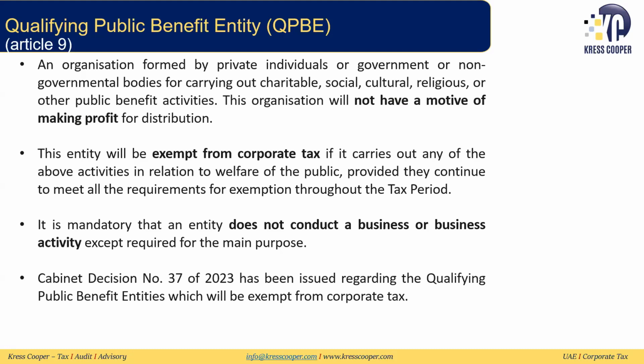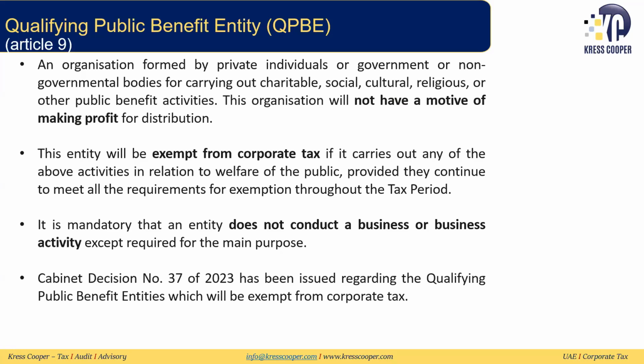So these entities will be exempt from corporate tax if they carry out any of the above activity in relation to the welfare of the public, provided that they are meeting all the conditions for exemption throughout the period. It is mandatory that this entity should not be conducting a business except for what is required for the main purpose. Now, for these qualifying public benefit entities, there is a list that came out in Cabinet Decision 37 of 2023, and they have been named there. So, if specifically the name of the public benefit entity is not there, then they are not a qualifying public benefit entity for corporate tax purposes.